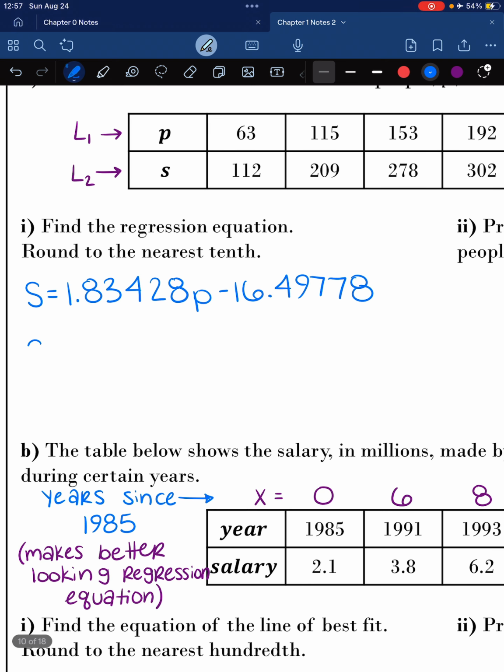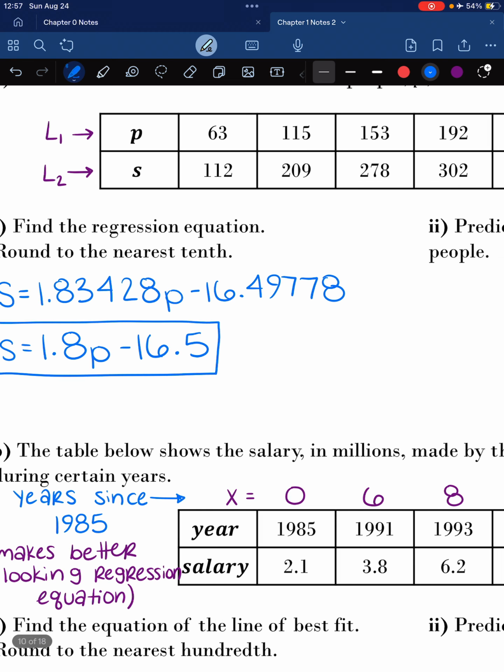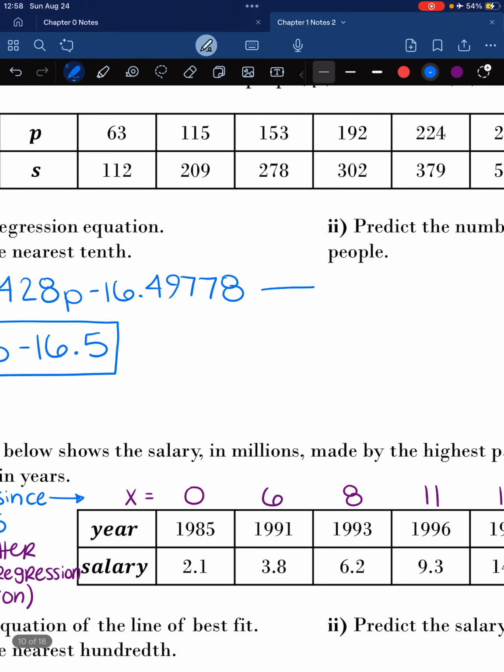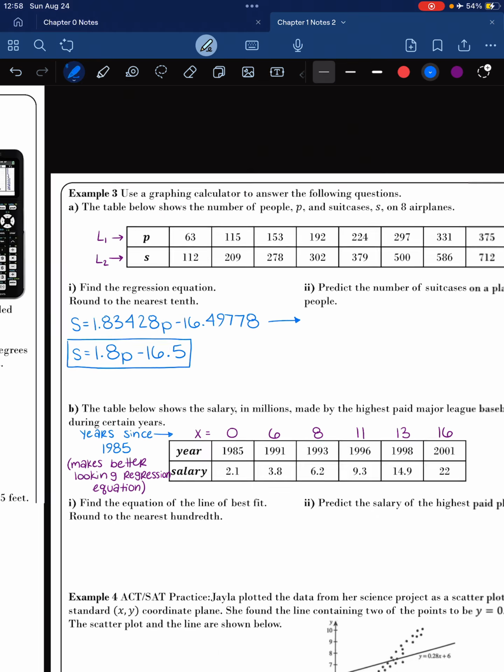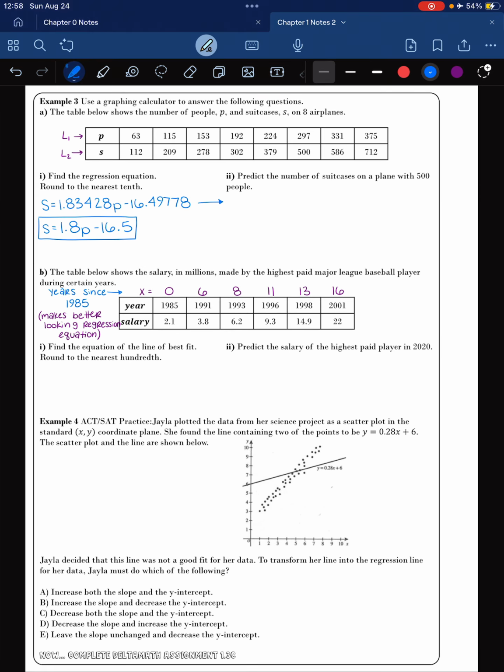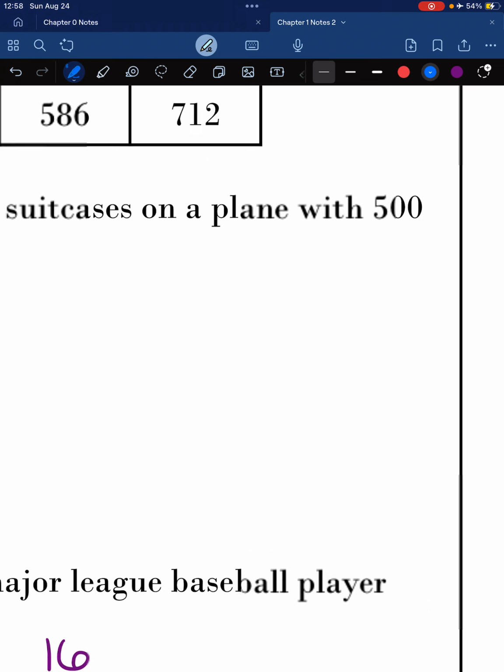Okay, and then I'm going to go ahead and follow directions, and I'm going to round to the nearest tenth. So S equals 1.8P minus 16.5. Okay, but then for my predicting, I want to use the unrounded equation. Predict the number of suitcases on a plane with 500 people.